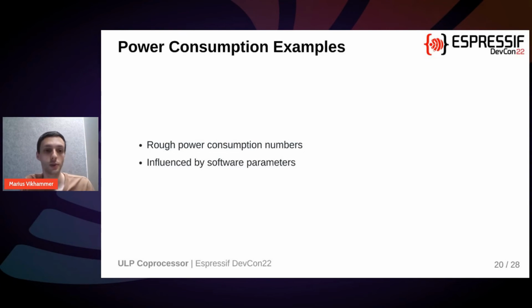Okay, now we have seen how we can use the ULP, but we also want to see what kind of power consumption we can get with it, right? Because that's the whole point here, to save power. So we have taken some rough power consumption numbers, and you have to remember that these are heavily influenced by software parameters. Our different sleep modes are very configurable, and we're always tuning everything to optimize for power savings. So what you see here might not be the numbers you see tomorrow. We're always trying to make them better.